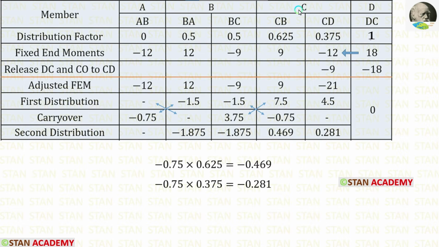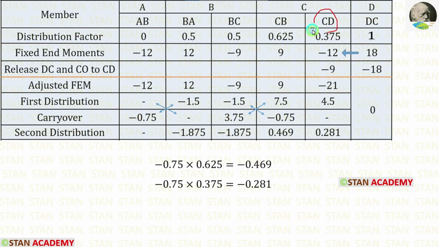Now let us make the distribution in the joint C. For CB there is carryover. For CD there is no carryover. So here also we are having only one value. First let us make the distribution for CB. For that we have to multiply minus 0.75 with the distribution factor at CB. When we do that, we are getting a negative value, so we are entering inside the table as positive.